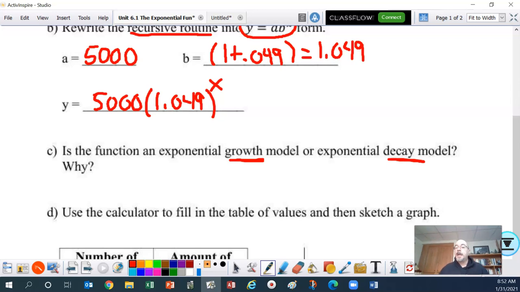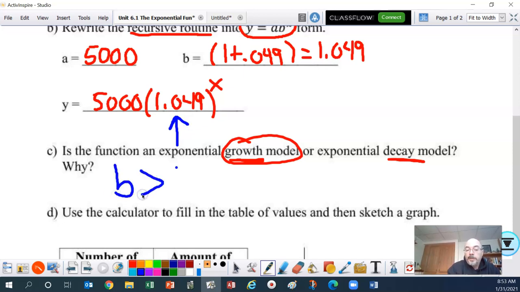Well, think about it. You're getting more money. It's going to be a growth model. Okay, it's going to be a growth model. But why is it going to be a growth model? Well, the reason it's going to be a growth model is because the b part is greater than 1. Anytime that number in the parentheses is greater than 1, it's going to be a growth model because you are gaining money, right?